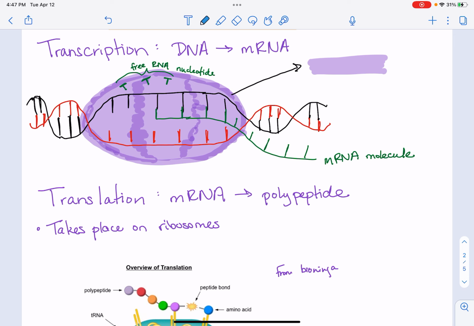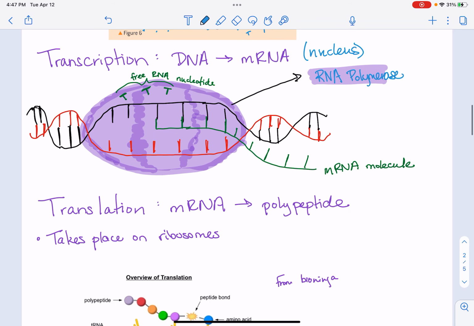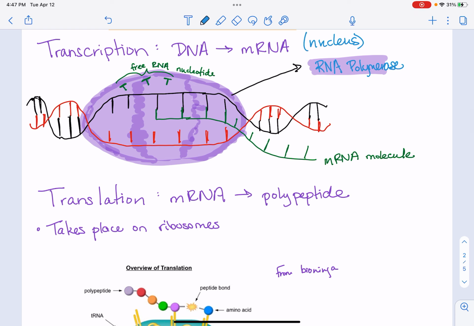So transcription is the first part we have, and it takes place in the nucleus. Okay. And it takes place, well, it takes place in the nucleus, but it happens thanks to this enzyme called RNA polymerase. Did I spell that right? Polymerase. Yeah, I did. It looked wrong. I don't know. Anyway, so RNA polymerase basically unwinds the DNA, and there are free RNA nucleotides just kind of like hanging around.